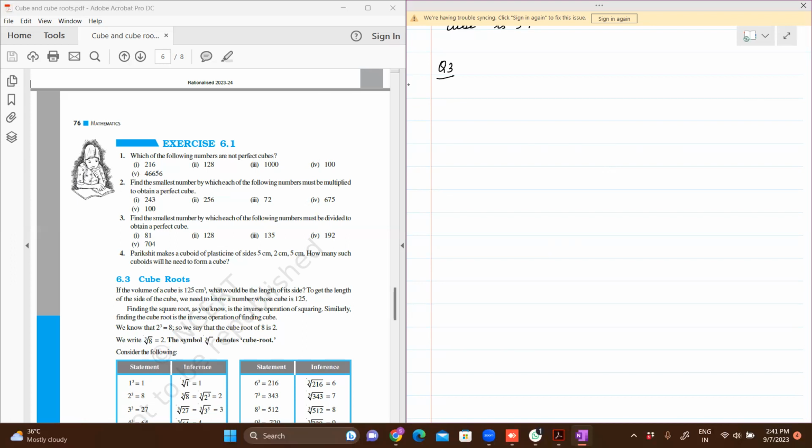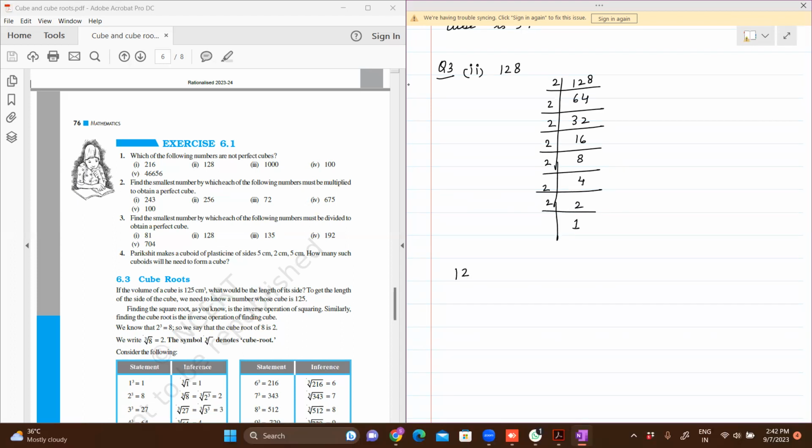Okay, in question number 3, I'm taking the second part, 128. Let's do the prime factorization of 128. 2 multiplied by 64. 2 multiplied by 32. 2 multiplied by 16. 2 multiplied by 8. 2 multiplied by 4 is 8. 2 into 2. And then 2 ones are 2.